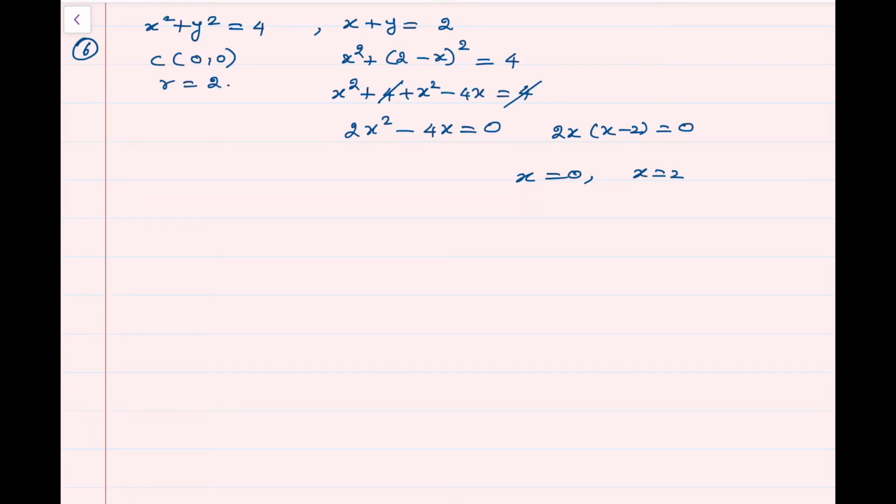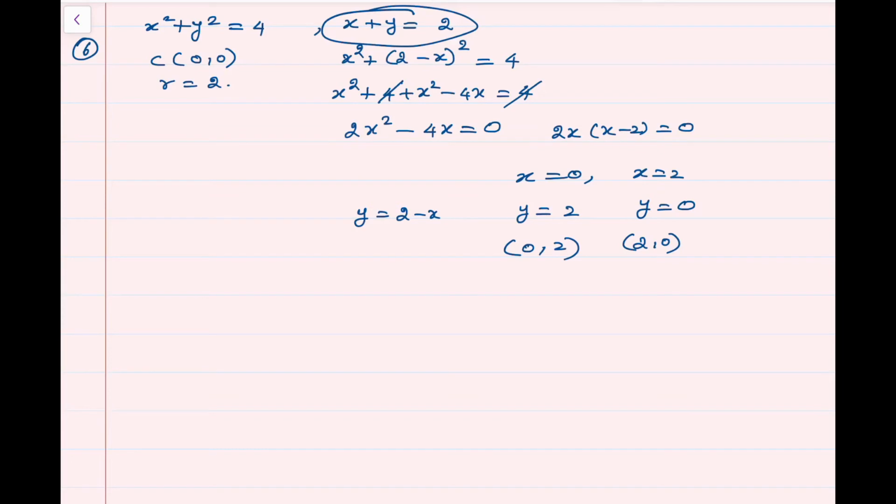Let us calculate y values. Substitute in the line equation because you have linear y, whereas the circle equation has y square. So, do not select that, use line equation. y is 2 minus x. Therefore, y will be 2 minus 0 which is 2, and if x is 2, y will be 2 minus 2 which is 0. Therefore, the points of intersection are 0, 2 and 2, 0.